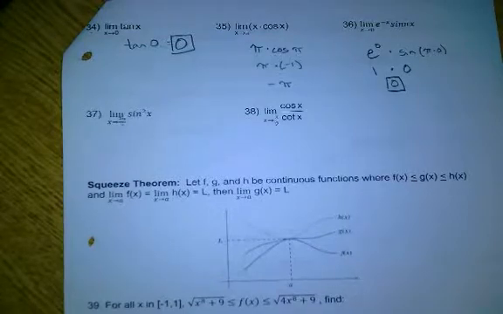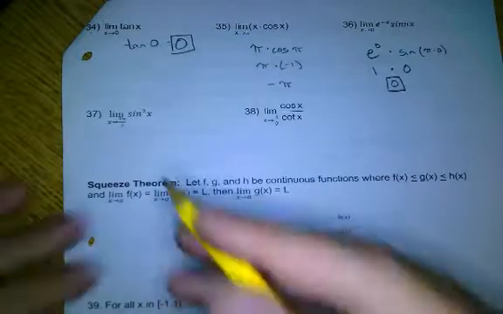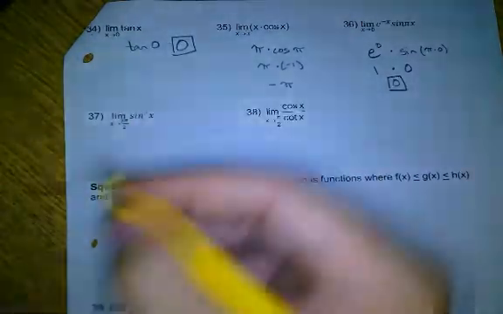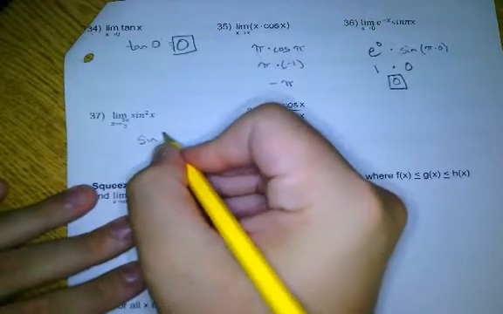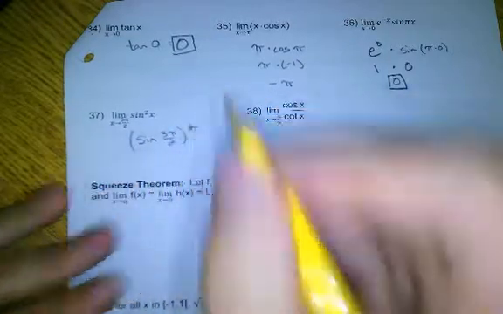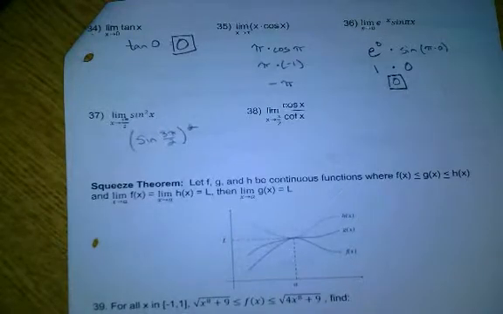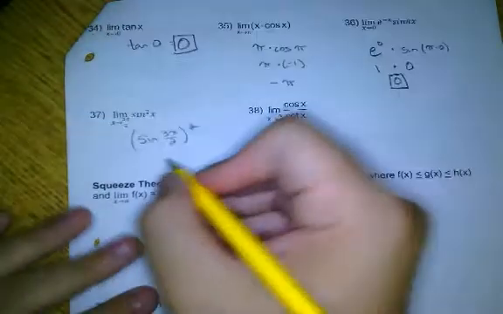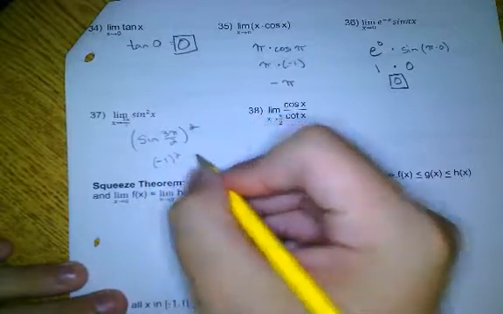37. Let's go ahead and do sine. What is sine of 3 pi over 2? And then we're going to square it. It's negative 1. So squared. So it's negative 1 squared, which is 1.